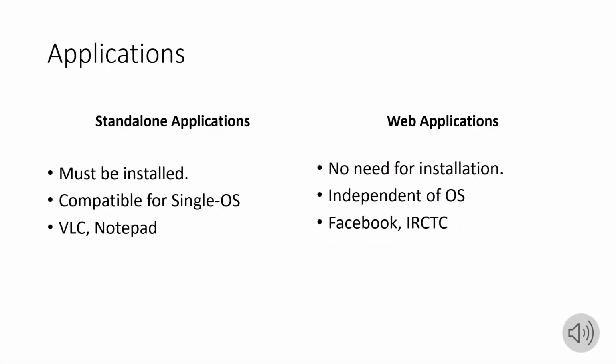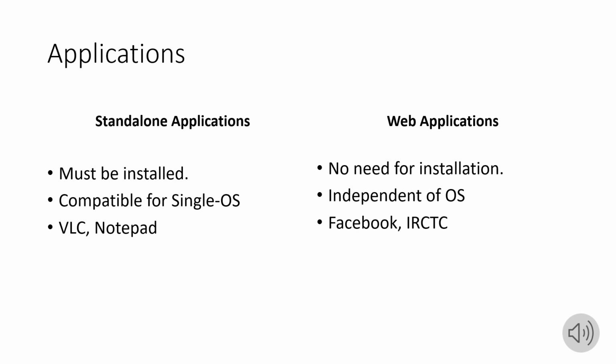Now, with the help of computer languages, we can develop certain applications. So, applications are broadly divided into two categories. One is standalone and the other is web applications. Standalone applications are the ones that must be installed. For example, VLC or MS Office or Chrome. All of them must be installed in the device before using them.